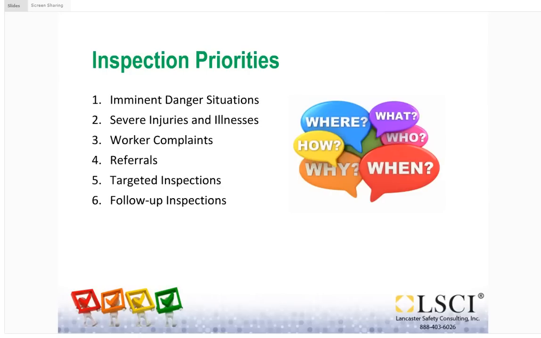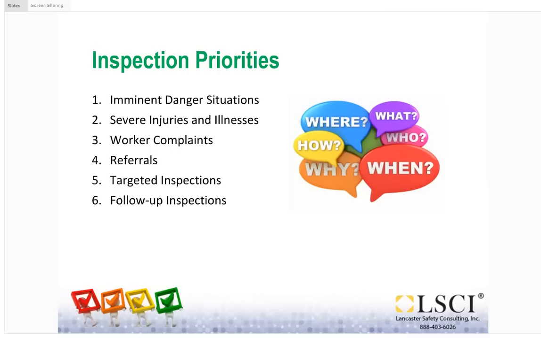OSHA cannot inspect all 7 million workplaces it covers each year. The agency seeks to focus its inspection resources on the most hazardous workplaces in the following order of priority. So number one are imminent danger situations, and these inspections include hazards that could cause death or serious physical harm, and those receive top priority. Number two are serious injuries and illnesses, and these inspections occur directly after a fatality, reportable injury, or illness. Number three are worker complaints, and we'll talk more about those types of inspections in detail a little bit later.